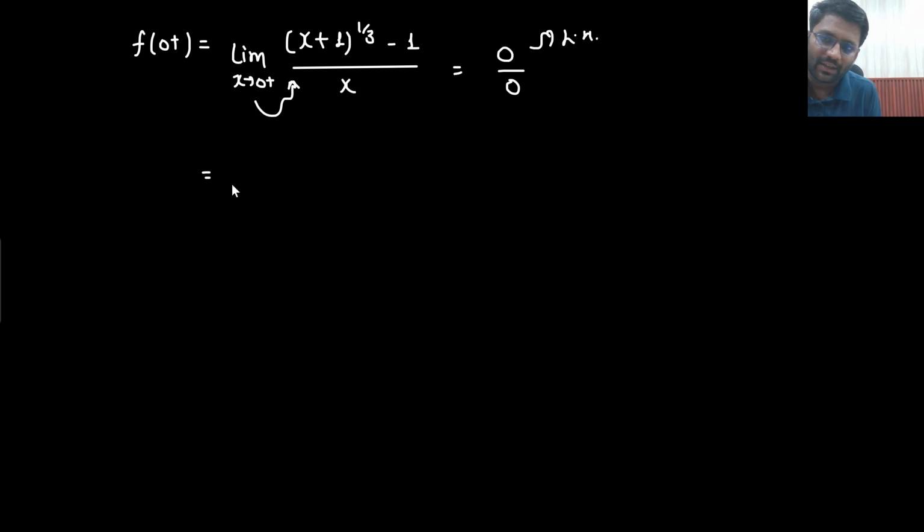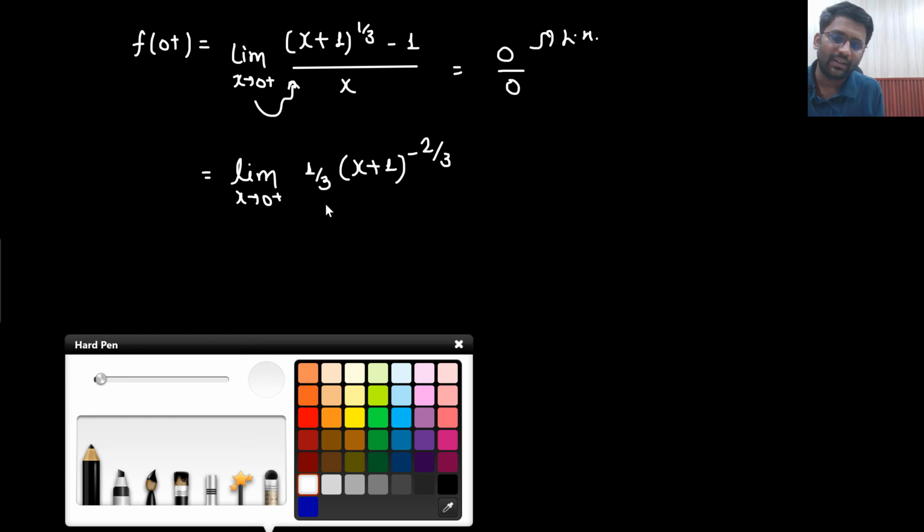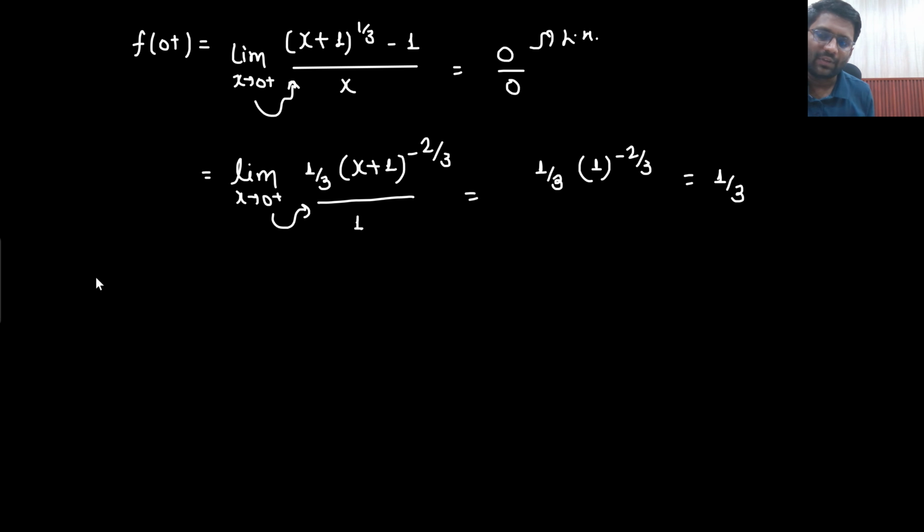So upper side differentiation, downward side differentiation. The upper side differentiation will give me 1 by 3 in front, (x plus 1) to the power minus 2 by 3. 1 by 3 comes in front, and 1 by 3 minus 1 will be minus 2 by 3. Understandable? And the downward differentiation of x will give me simply 1. Now if I directly put the limit, what answer am I getting? 1 by 3, with 0 here, 1 to the power minus 2 by 3. So the answer we are getting is 1 by 3 only.